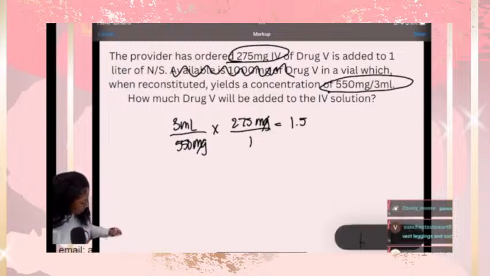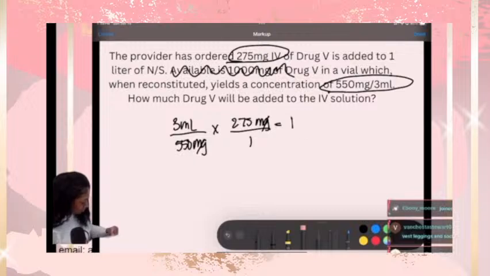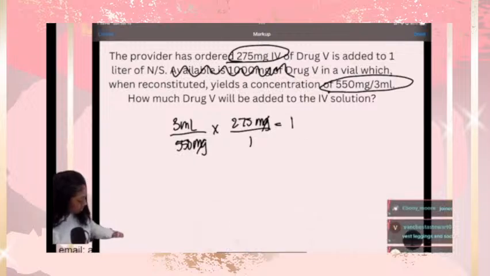I don't like how I wrote that 5. It's too squinted. All right, get it together. 1.5 mLs that we're going to add to the bag of normal saline. Does this make sense?